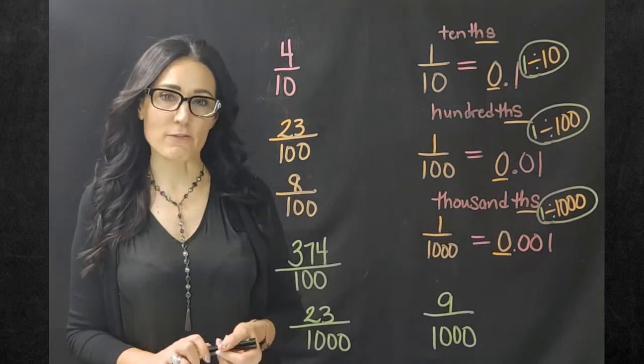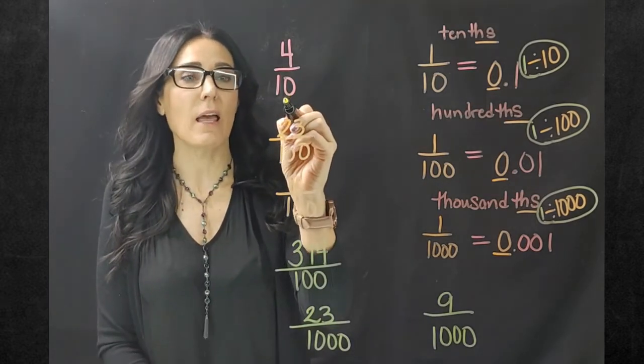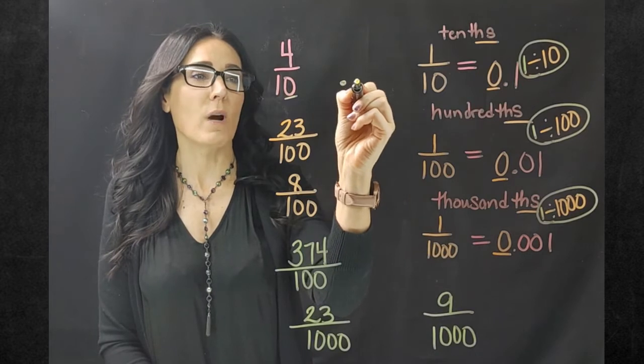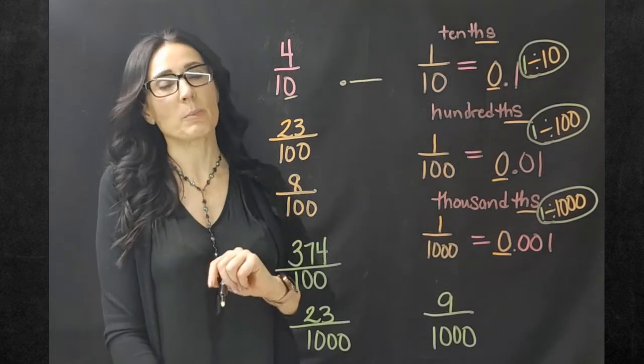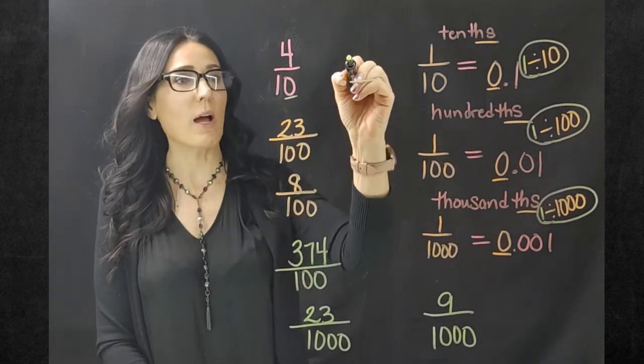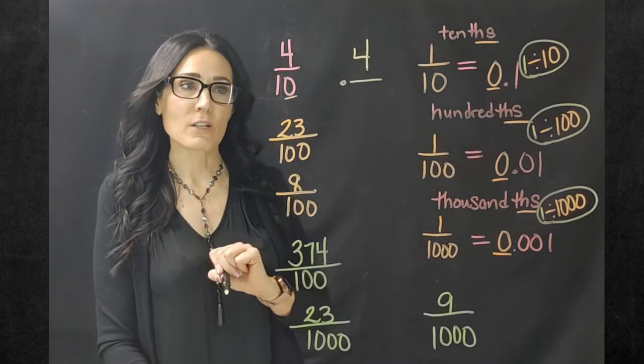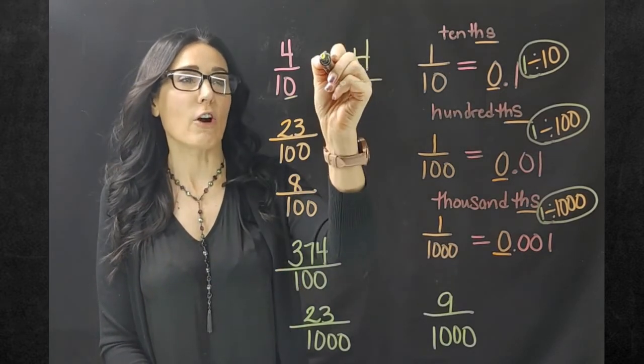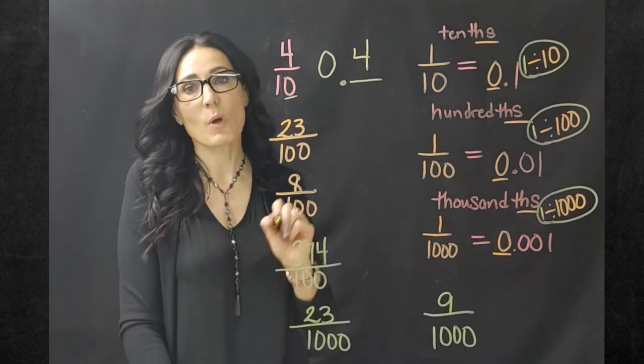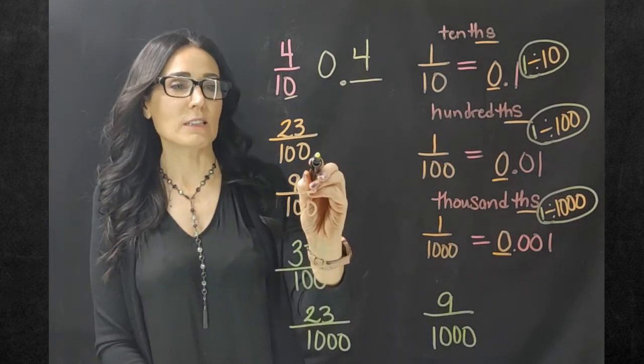All right, so notice we have 4 tenths. Now, because we have a tenth, that means we're going to have 1 decimal place, only 1 decimal place, and I only have 1 digit, so I'm going to write that as a 4. So that would be 4 tenths, and there are 0 whole numbers. All right, so let's take a look at the next one.